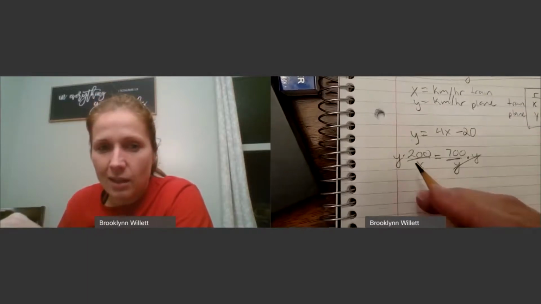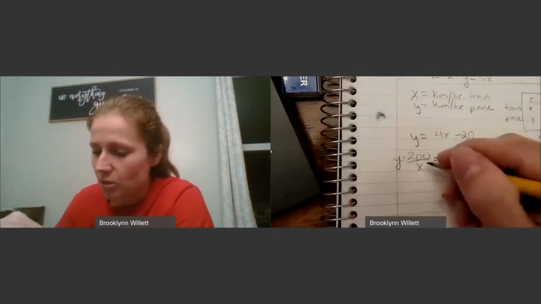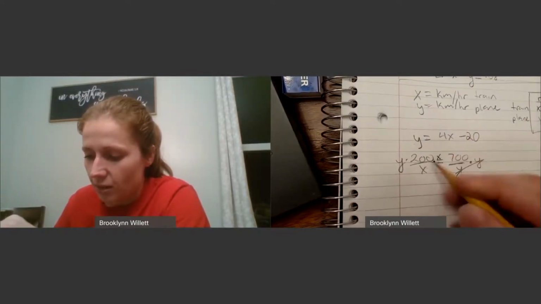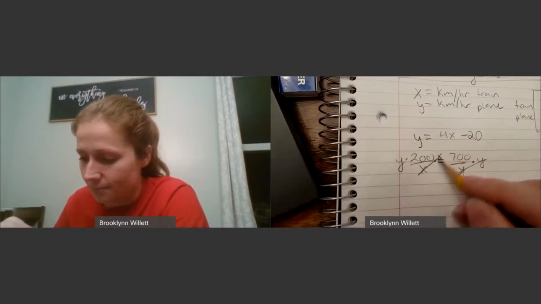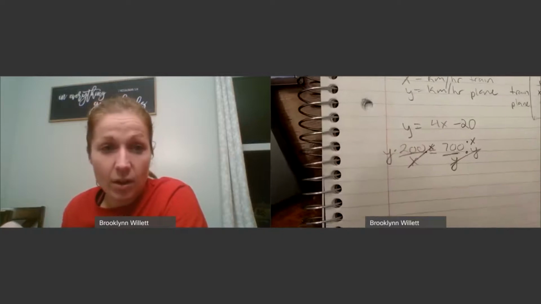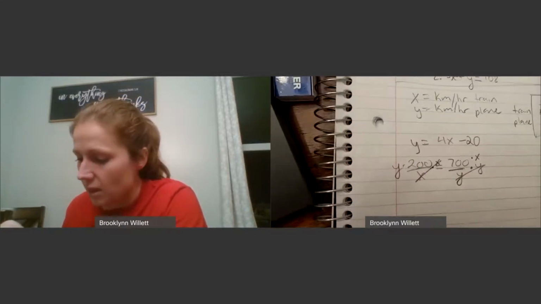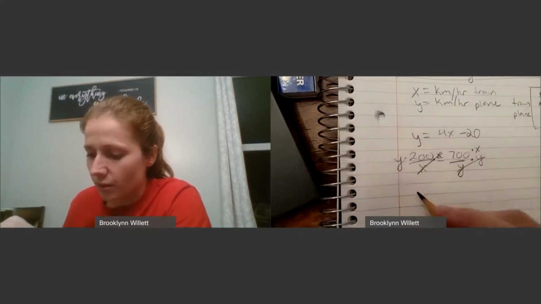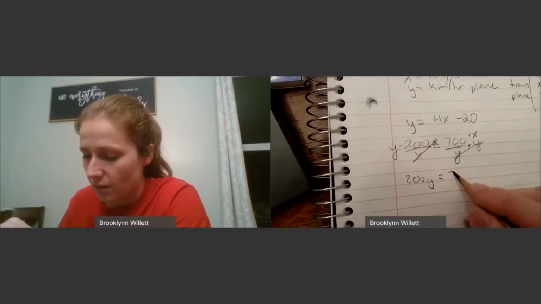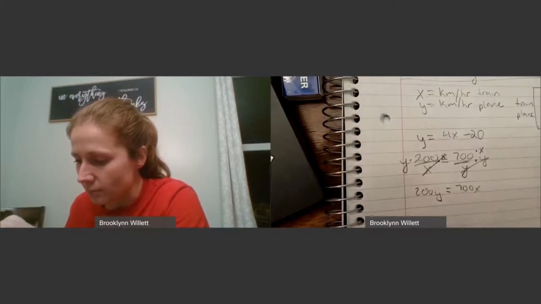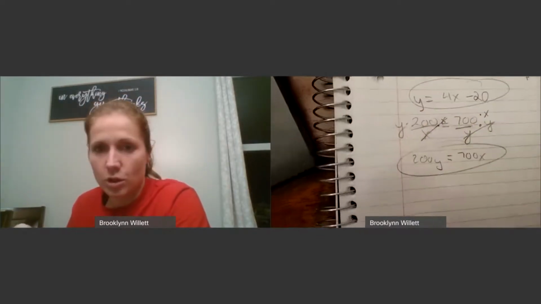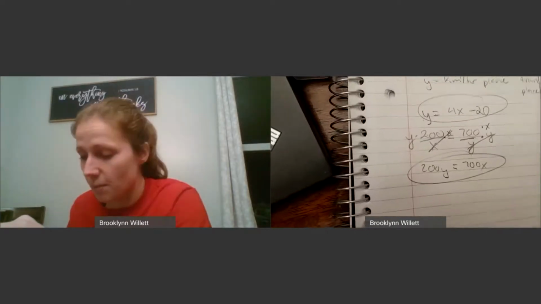And then within the same step, I'm going to do the same thing over here to get rid of this x. I'm going to multiply by x over here to undo the division of x. But that means I also have to multiply by x on the other side to keep my equation balanced. So what I end up with is y times 200, aka 200y, equals 700x.